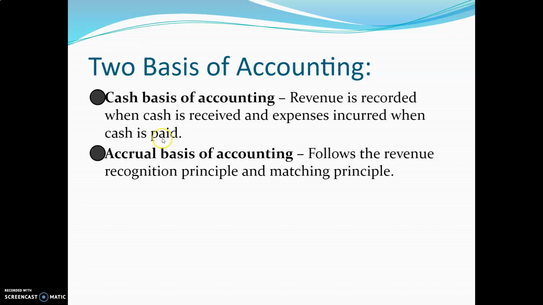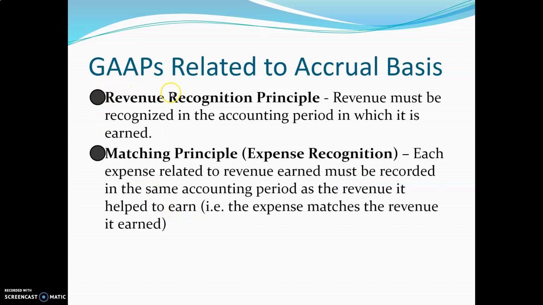And like I was saying before, it comes back to two bases of accounting. There's a cash basis of accounting, where revenue is recorded whenever cash is received, and expenses are recorded when cash is paid. The second basis is the accrual basis of accounting, which follows the revenue recognition principle and matching principle. So what exactly are those things? Well, GAAP, generally accepted accounting principles, govern how we do accounting, specifically here in Canada, and we have moved over to IFRS. Regardless, there are very close similarities between the two sets of rules.